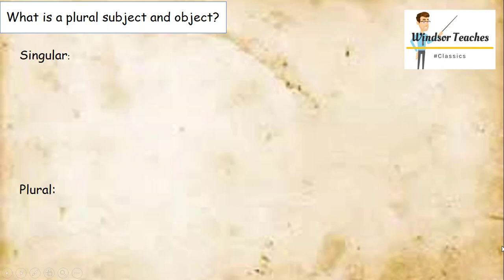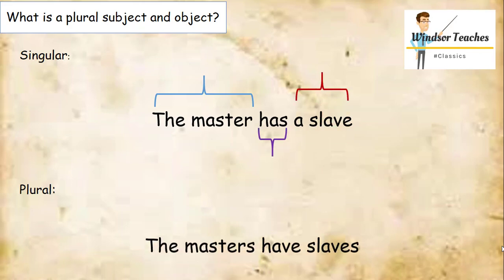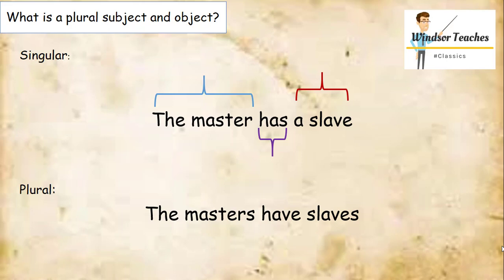So let's briefly review what we've been told already. The master has a slave is an example of a singular phrase. The master and slave are both singular. The master would be the subject, has would be the verb, and slave would be the object. However, if we were to turn both of the parties involved into plural, we would end up with the masters have slaves. In English, when we make something plural, we put an S on the end.